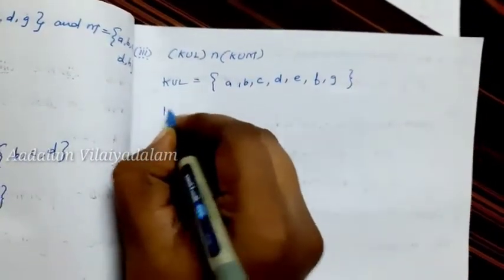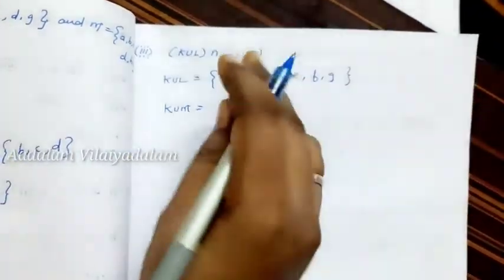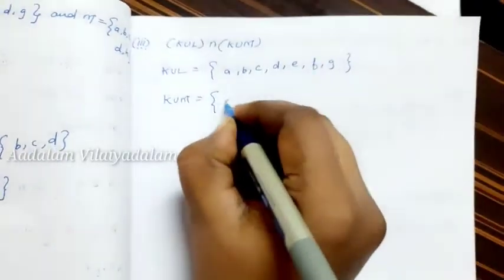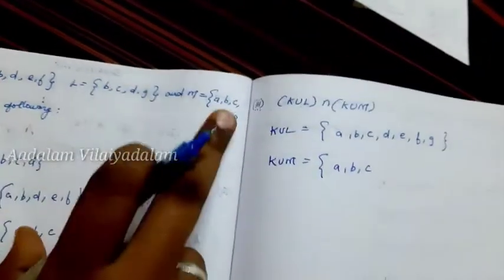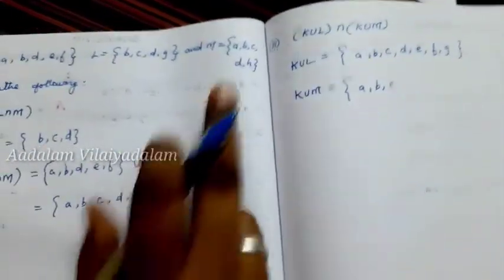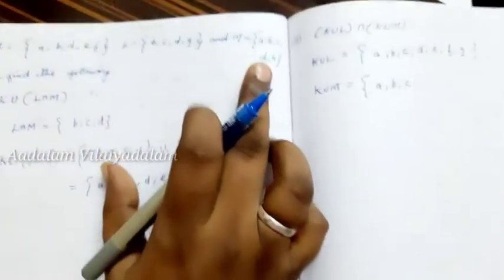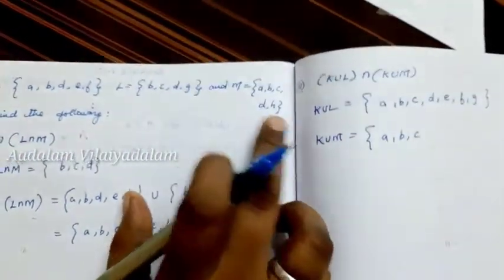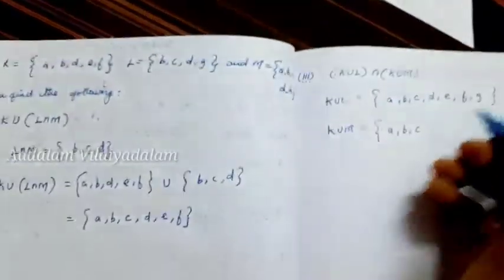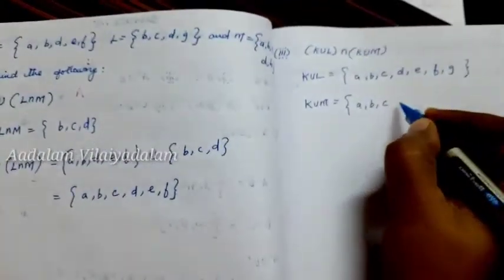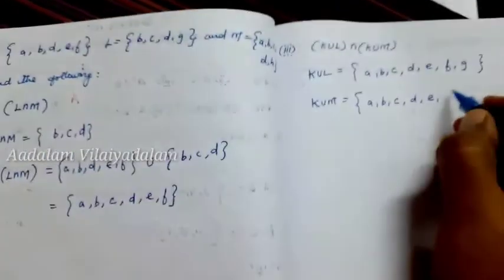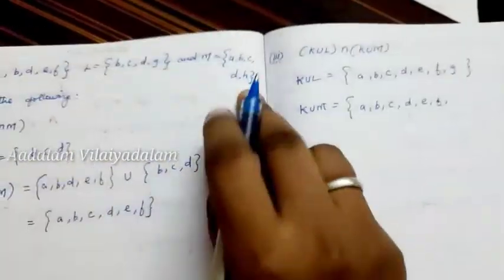We need to find K union M, which is in the bracket. A, B, C, A, B, C; without repetition we write A, B, C, and then E, F and C, D, H. So A, B, C and D, E, F and H.